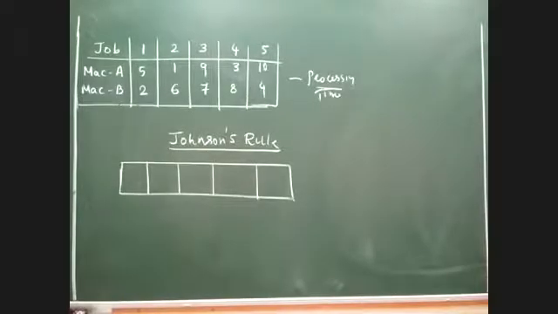There is no need to add here. You just need to look independently. In the table, the lowest value is 1. That's all you need to understand, okay? The lowest value is 1, and it corresponds to job number 2.